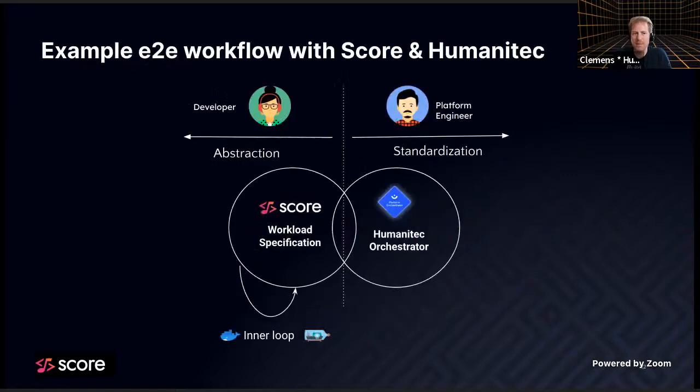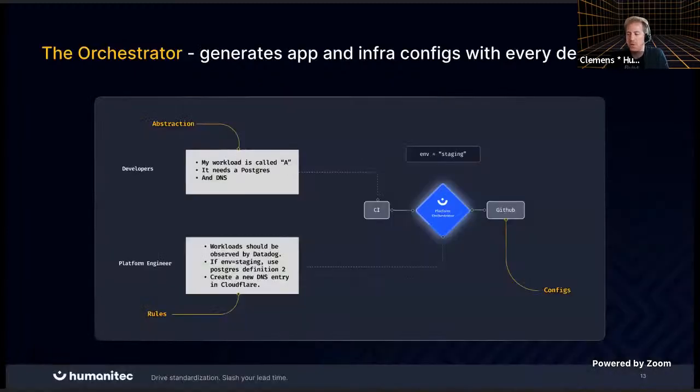Right, so this would be an example end-to-end workflow with Score and Humanitec, right? You have the developer here living in the world of abstraction. That's where Score, the workload specification, lives, and where you basically are iterating. You have the developer's inner loop here, which may be based on Docker or Kubernetes. And on the other side, you have the platform engineers caring for the standardization, and they might use something like the orchestrator from Humanitec or a different platform as the runtime environment. So the orchestrator that Humanitec brings to the table is basically complementing the abstract ask of the developer with the opportunity for the platform engineer to complement this with a set of rules.